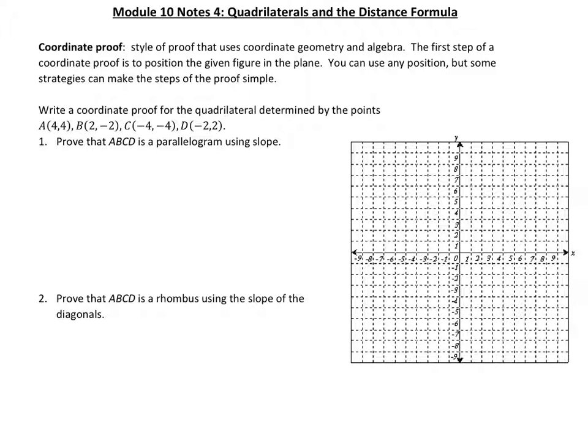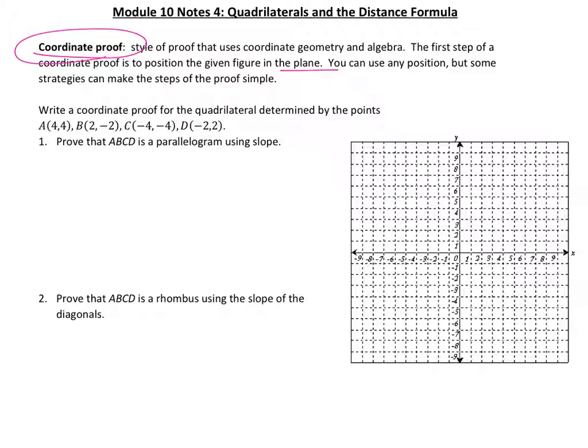In notes number 4, we are going to continue talking about quadrilaterals, and we are going to be bringing in the distance formula, as well as a new vocab word, which is a coordinate proof. So a coordinate proof is just a style of proof where we're going to be using coordinate geometry and algebra. So there's still going to be a lot of slope, distance formula, and graphing it on our plane to determine what our answer is going to be.